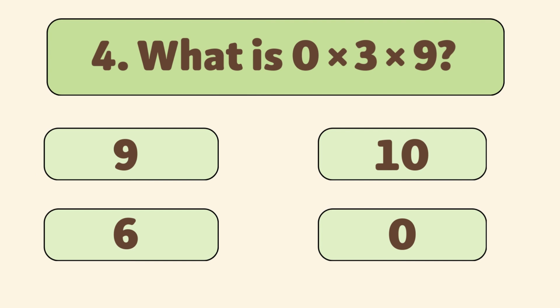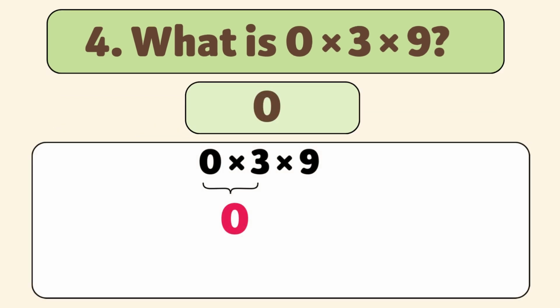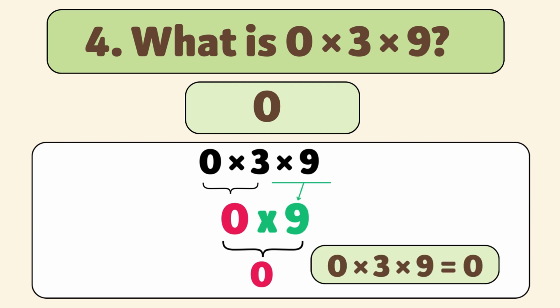What is 0 times 3 times 9? 0. Simply multiply the first two numbers. 0 times 3 equals 0. Then multiply the result by the next number. 0 times 9 is still 0. Therefore, the answer to 0 times 3 times 9 is 0.